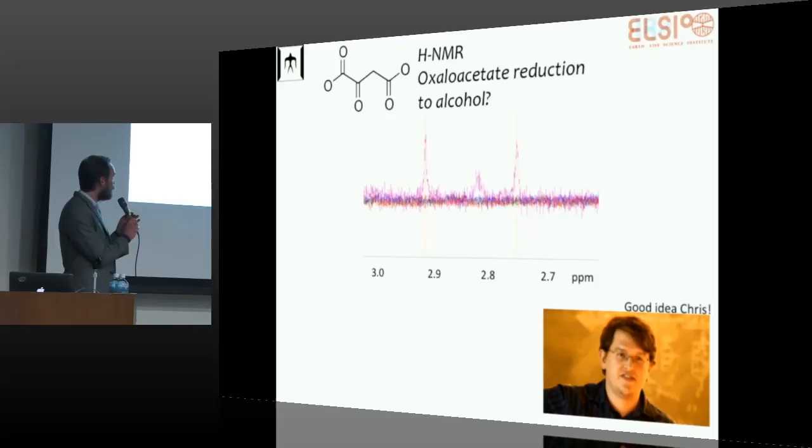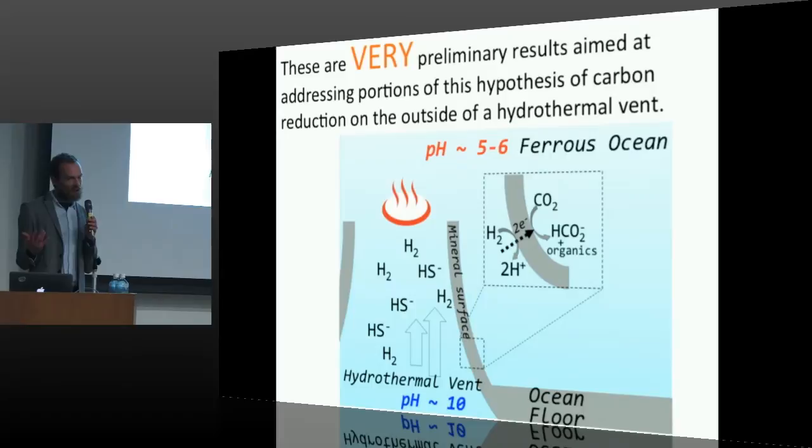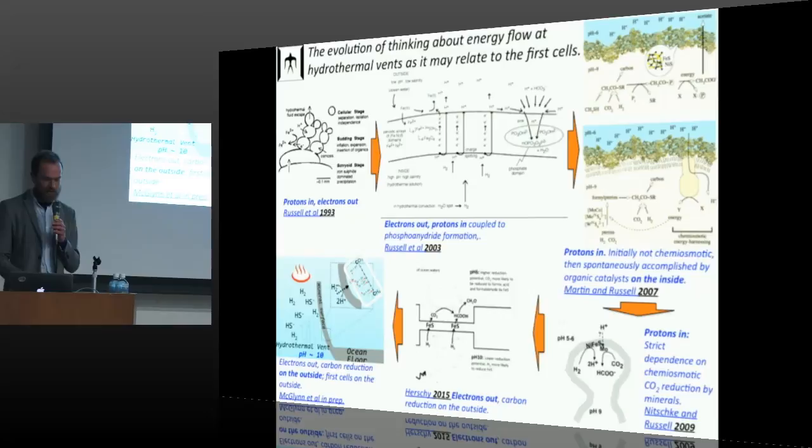We've also got even more weak data where it looks like we're seeing acetate, but hold on, because I don't want to present that to you until I'm more sure about it. These are just very, very preliminary results that are aimed at testing the hypothesis that organic material could accumulate on the exterior of a hydrothermal vent, and that might have been an area where chemical evolution might be happening. Previous hypotheses on the origin of life have all said it was happening on the inside. I want to suggest to you that the outside is a more reasonable location. And I'm so far out of time.